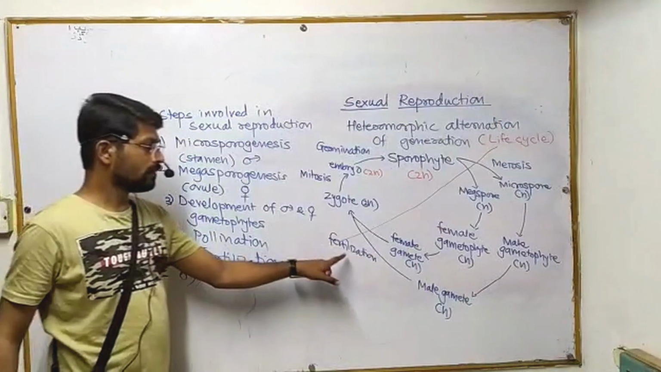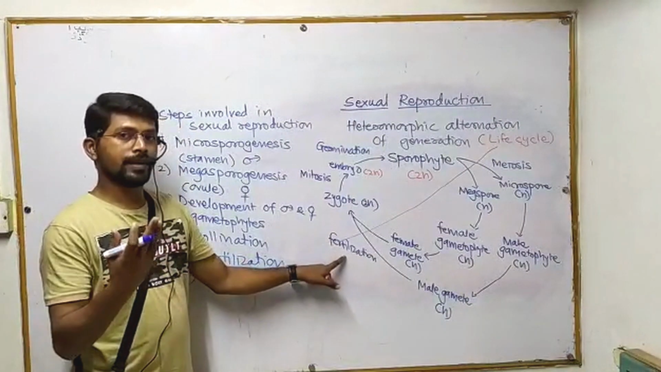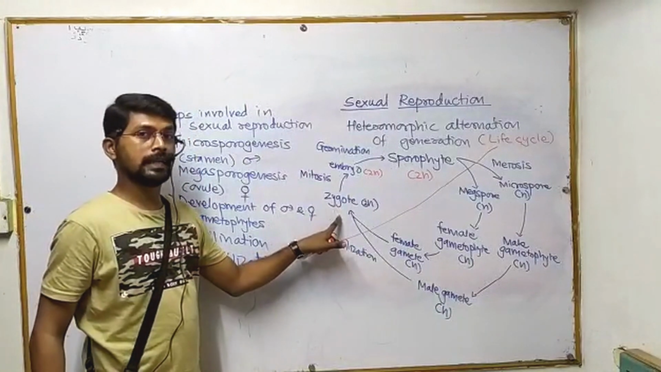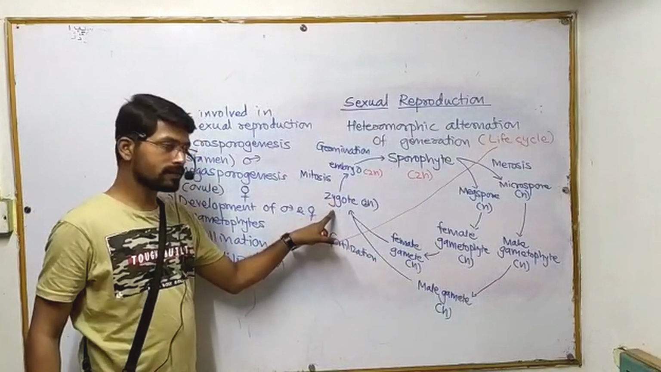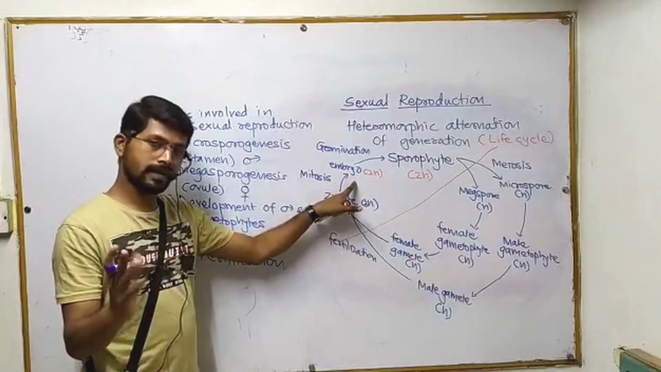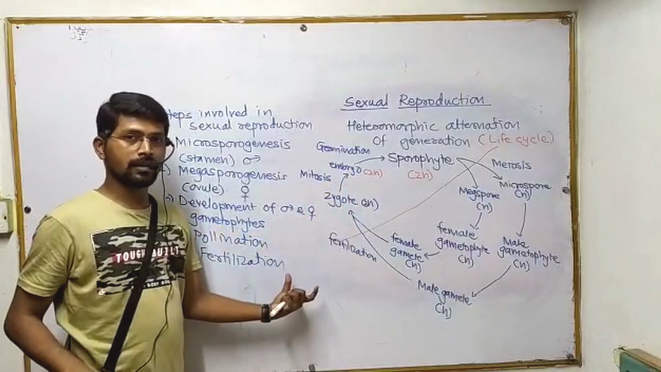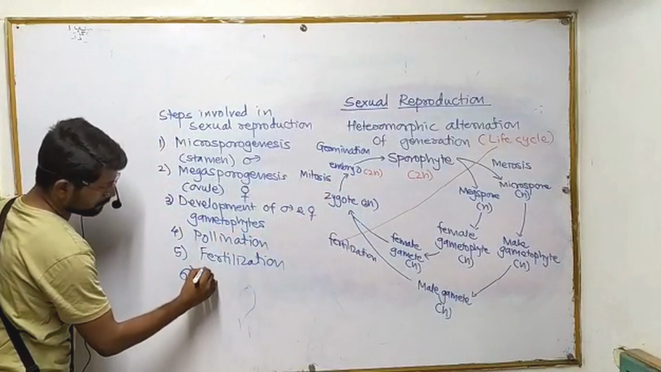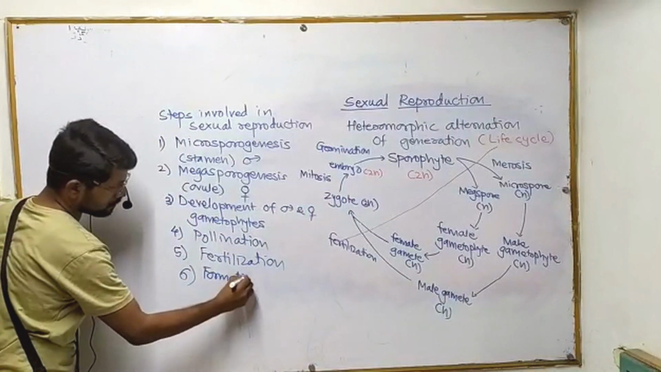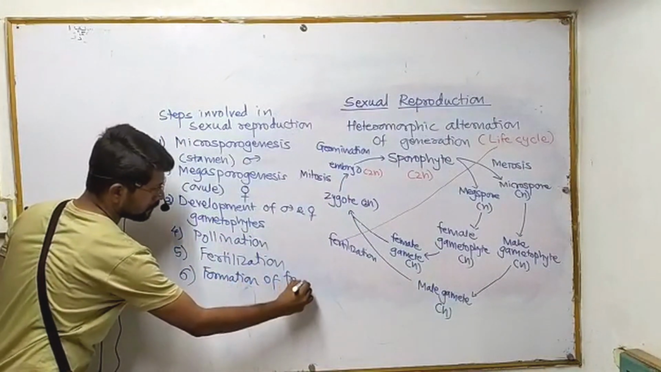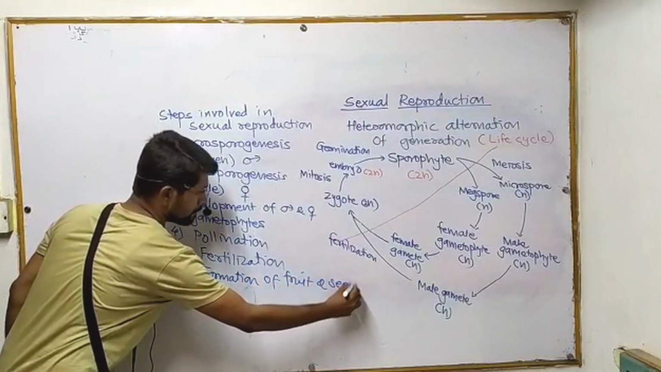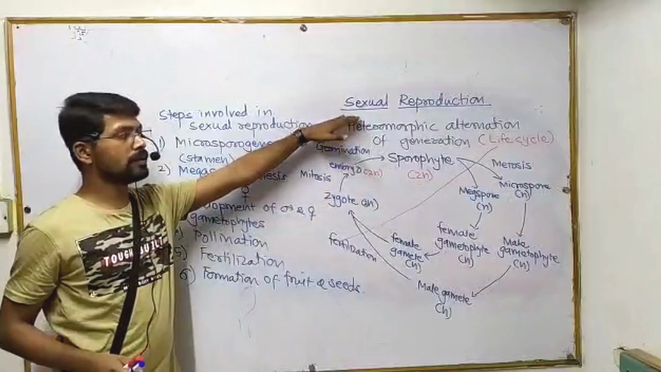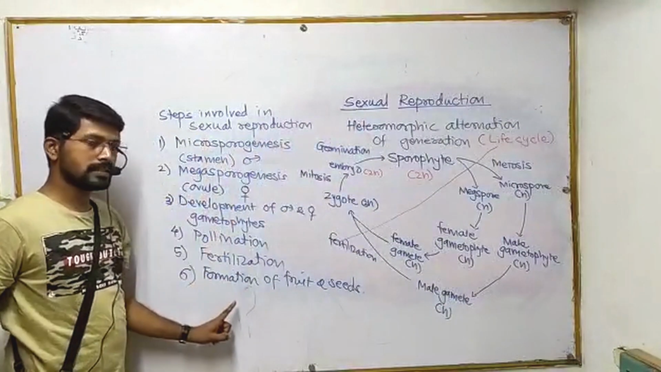And lastly, after fertilization, the ovary is converted into fruit and the ovule is converted into seed, which is called post-fertilization changes. That is nothing but development of zygote, embryo, endosperm, etc. We can collectively mention it in a single point, and that is the last point, called formation of fruit and seeds. So in this way, you can summarize the entire process of sexual reproduction in the plant in 6 different steps.